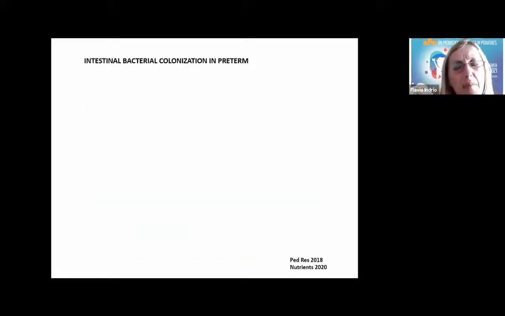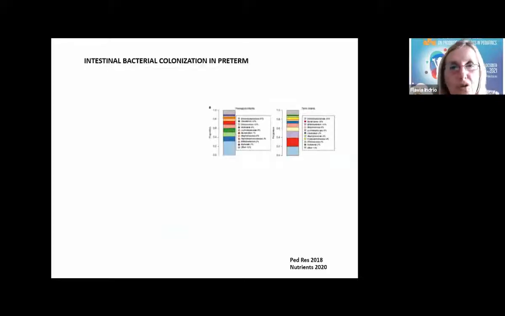So what happens in our preterm infants? Colonization of the premature infant is absolutely different from that of term infants. This has already been settled. This is a study published in Pediatric Research 2018, where you can see the diversity, the richness, and the different phyla represented in different percentages in premature and term infants.